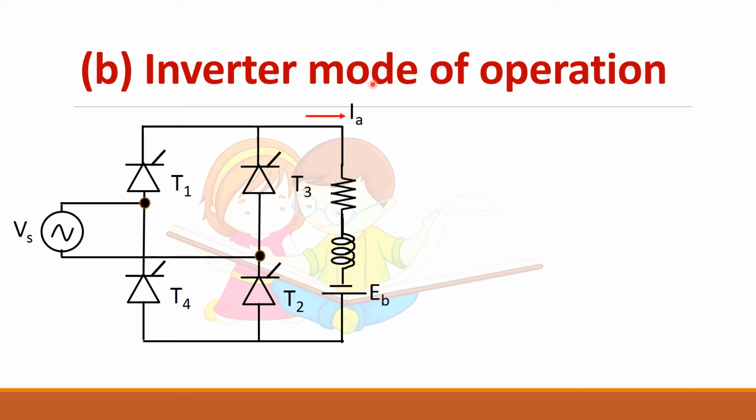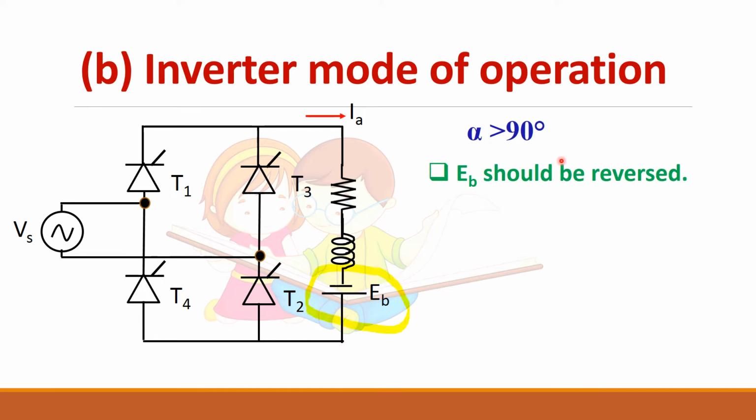Next we will see about inverter mode of operation. In inverter mode, two conditions are there. One, alpha should be greater than 90 degree. Then the important thing is that the back EMF should be reversed, that is, the polarity of the back EMF should be reversed.